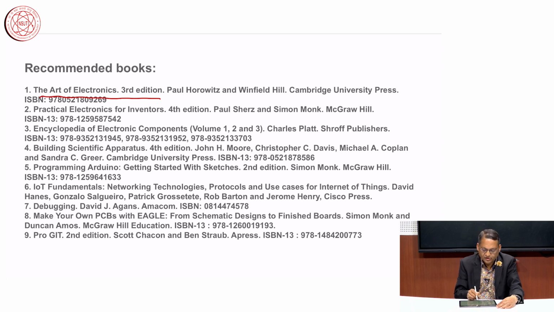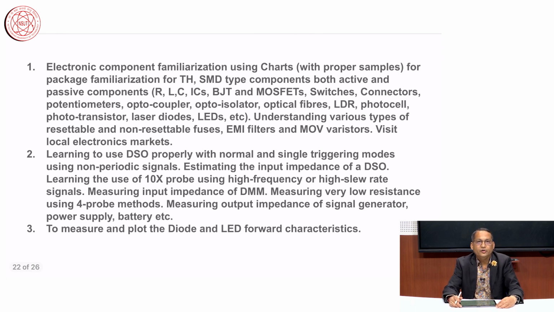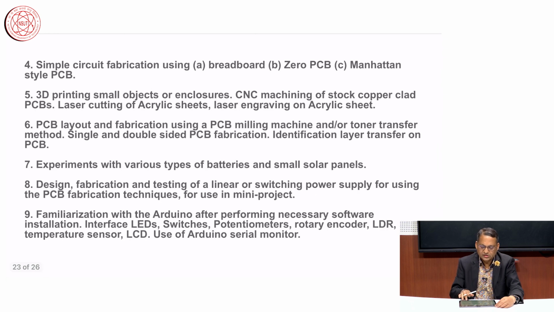Then you have a series of 3 books called Encyclopedia of Electronic Components, volumes 1, 2 and 3. These are very beginner kind of books, and I recommend you use them. And of course, there are books on IoT and programming Arduinos and Git and creating schematic diagrams and creating board layouts. The list of practicals will basically introduce you to the components that we have discussed and how they work, and you can go through this list on the course web page.